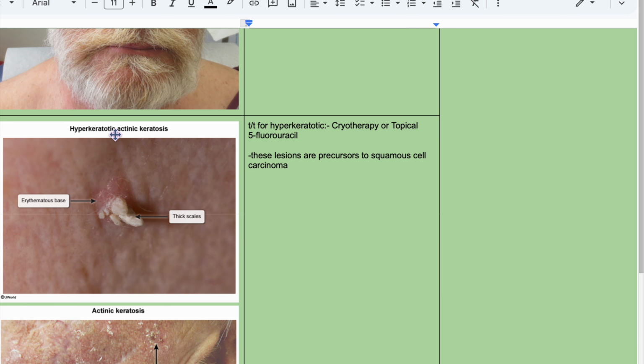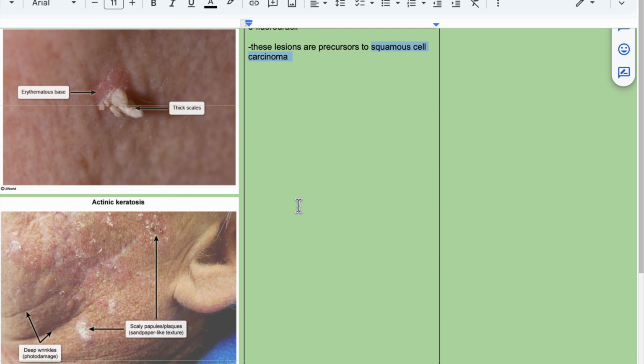Hyperkeratotic actinic keratosis, erythematous base, and thick scales. Treatment here for hyperkeratotic was cryotherapy or topical 5-fluorouracil. These lesions are precursors to squamous cell carcinoma.